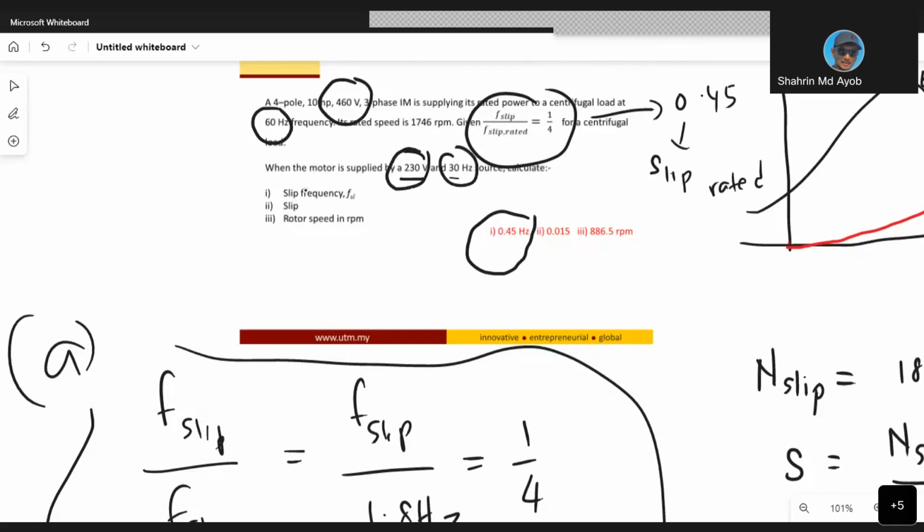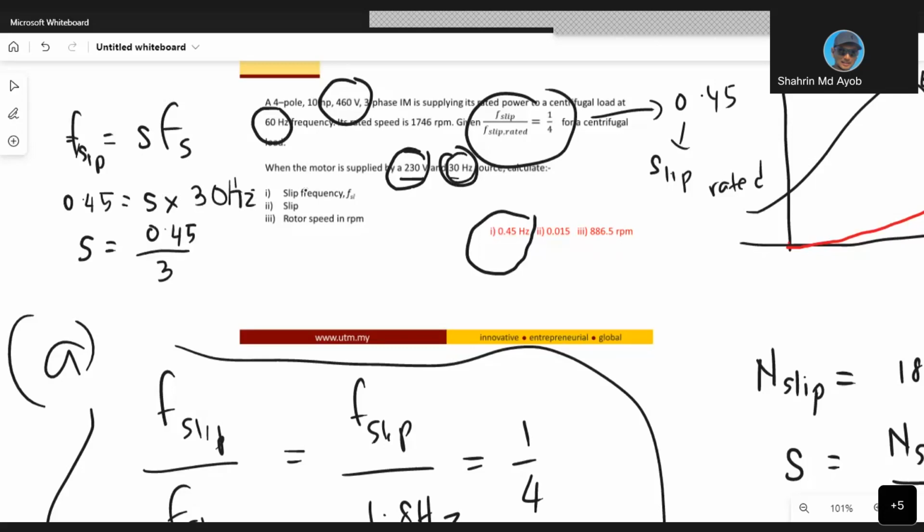The answer is 0.015. F slip equals S times Fs. F slip you have obtained, right? 0.45. So S multiplied with Fs, which is right now 30 Hertz. So 30 Hertz. So your S is 0.45 over 30.